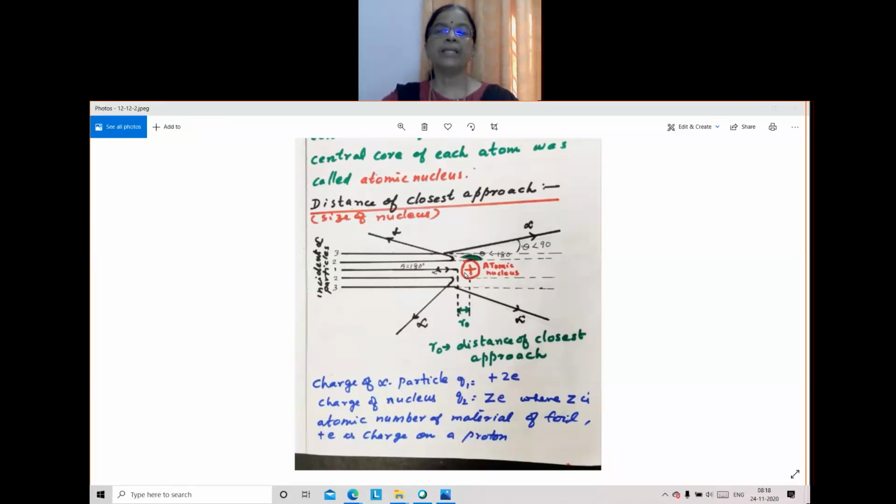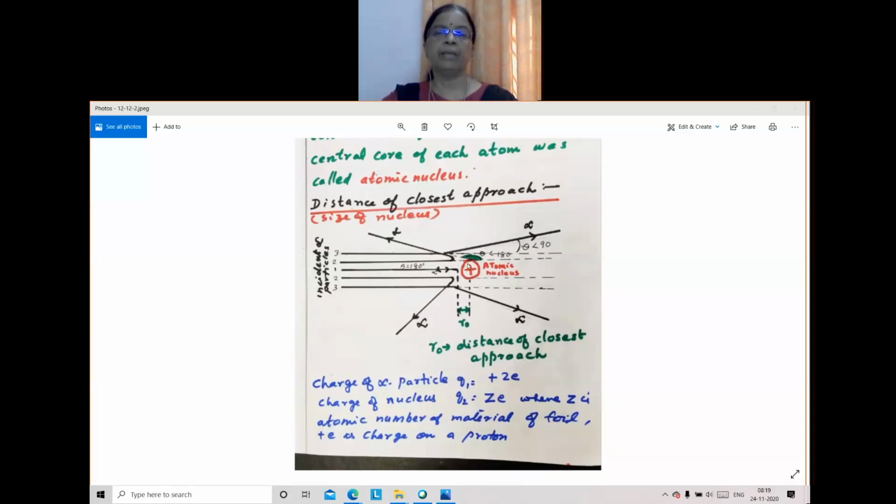So that it is almost equal to the size of the nucleus. This is the size of the nucleus. So actually it is not touching, so it will give a value greater than the radius. When you calculate this distance of closest approach, the alpha particle moves towards the nucleus, and the alpha particle has two positive charges, and when it comes near to it, even before it hits the nucleus, it is reflected back.